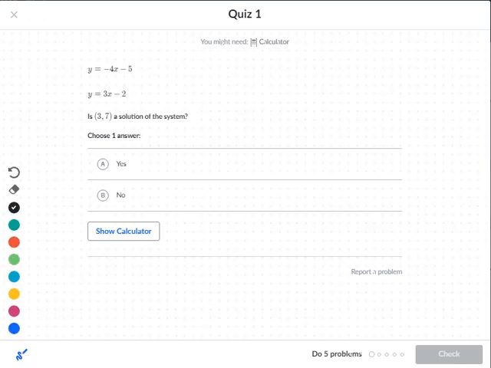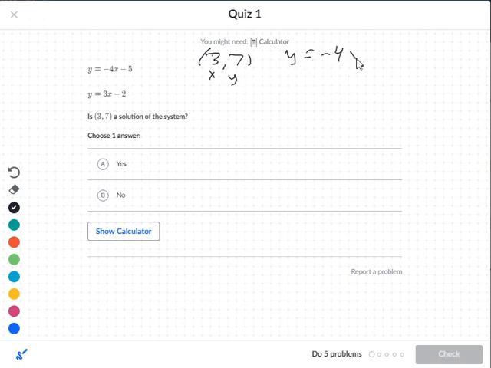So what you have here, you have two equations and they give you the point (3, 7). This is my x, this is my y. My first equation is y equals negative 4x minus 5. So we're going to replace the y with 7, and I'm going to replace this x with 3.